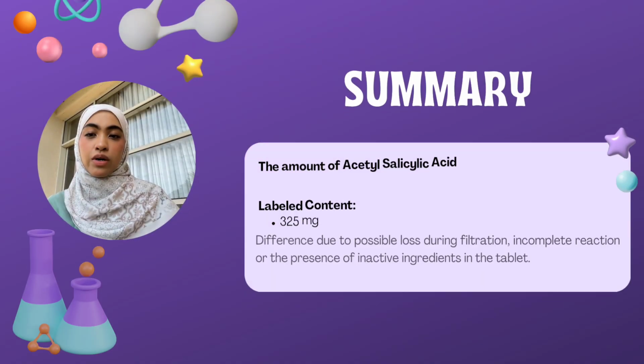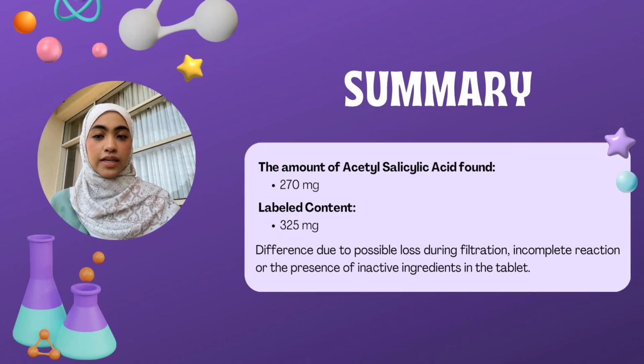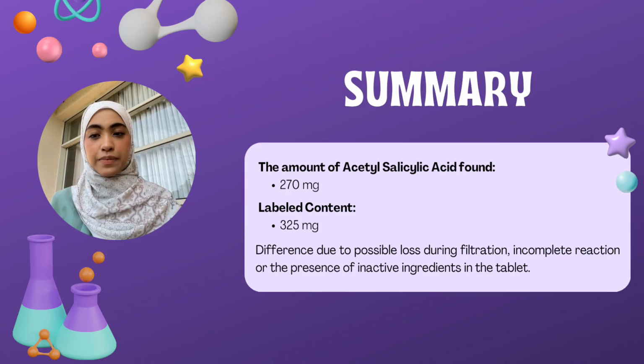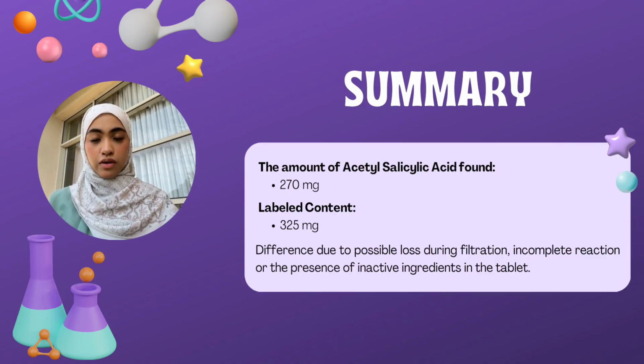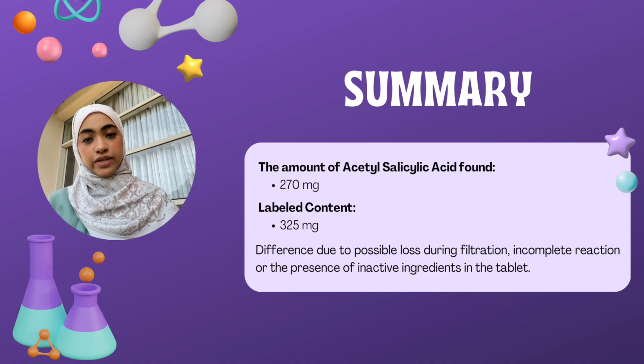So in summary, the amount of acetylsalicylic acid found is 0.27 gram, while the label content is 0.325 gram. The difference between this mass is due to possible loss during filtration, incomplete reaction, or the presence of inactive ingredients in the tablet.